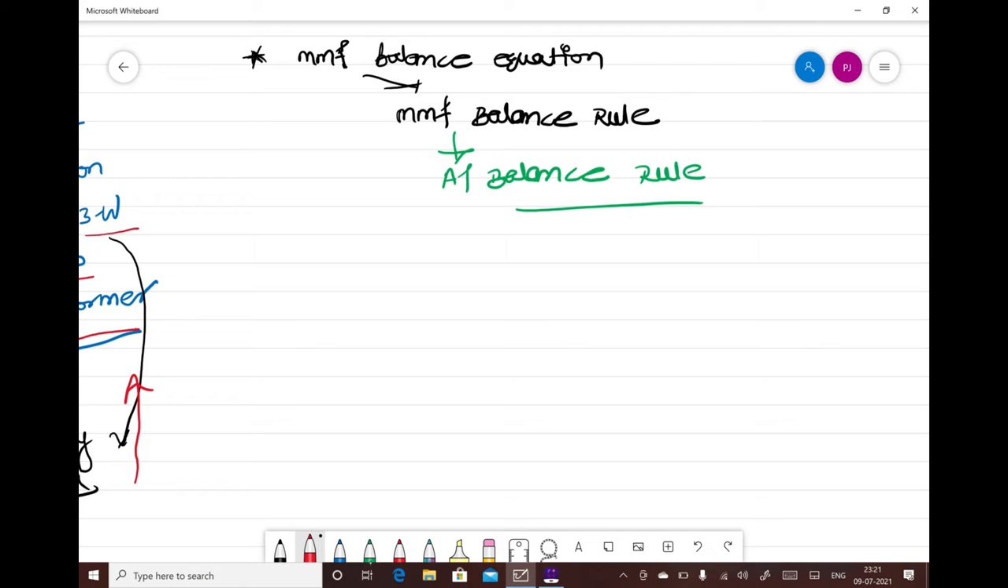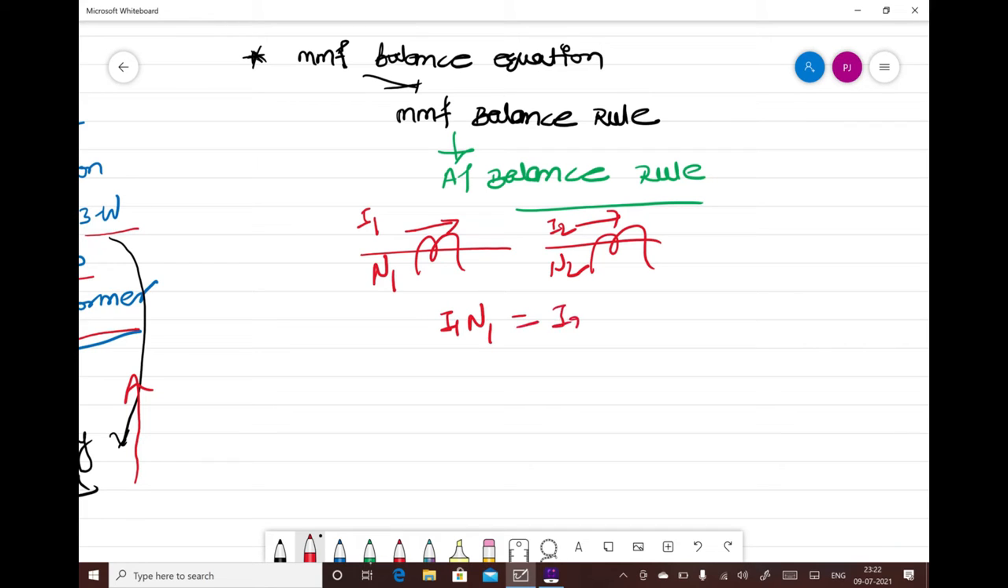If you have two windings or two coils, suppose this is one coil and this is the second. Now suppose the current flowing through this is I1 with number of turns N1, and the current flowing through this is I2 and number of turns is N2. Then in case of your transformer, this I1 N1 is always equal to I2 N2, and this is called ampere turn balance. I is ampere and N is number of turns.